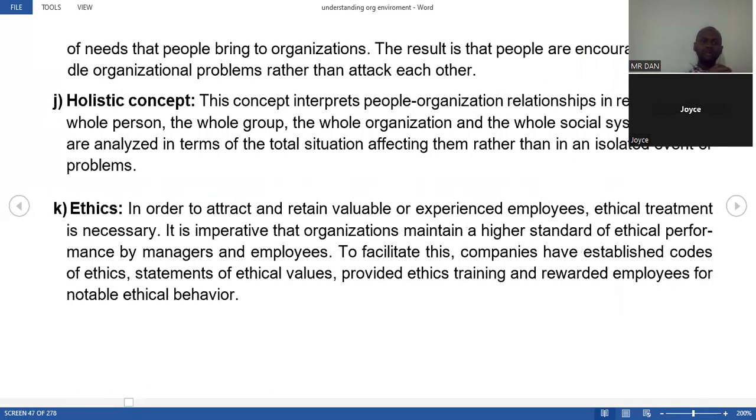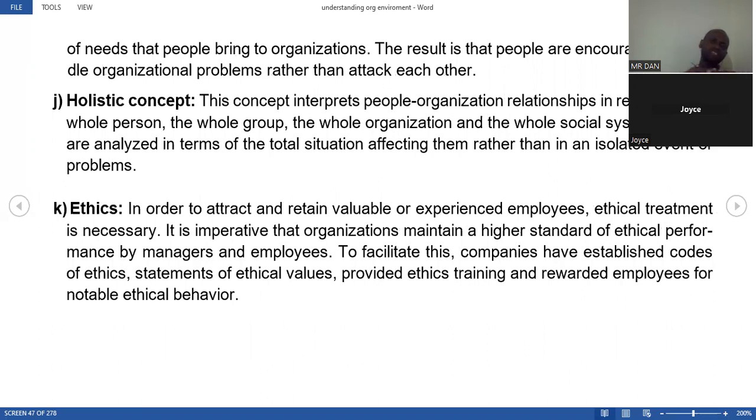Then we also talk about the holistic concept, and we are saying this is a concept that interprets people, organization, relationship in regards to the whole person, the whole group, the whole organization, and the whole system.